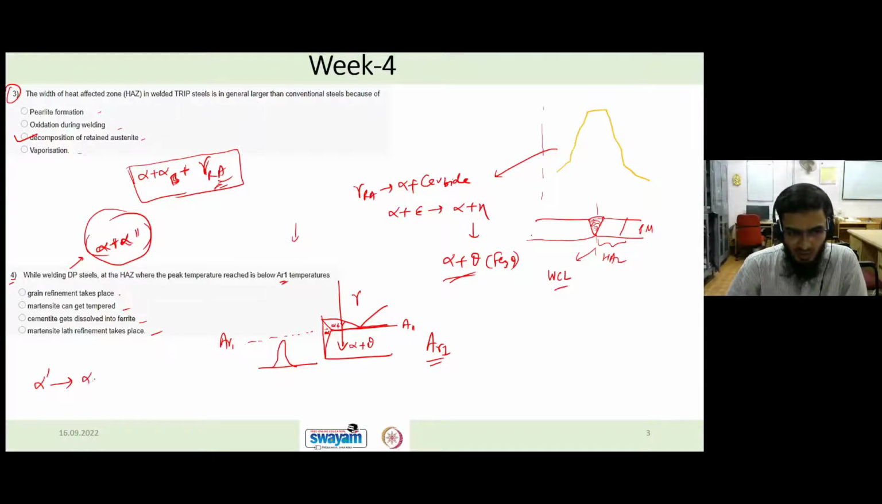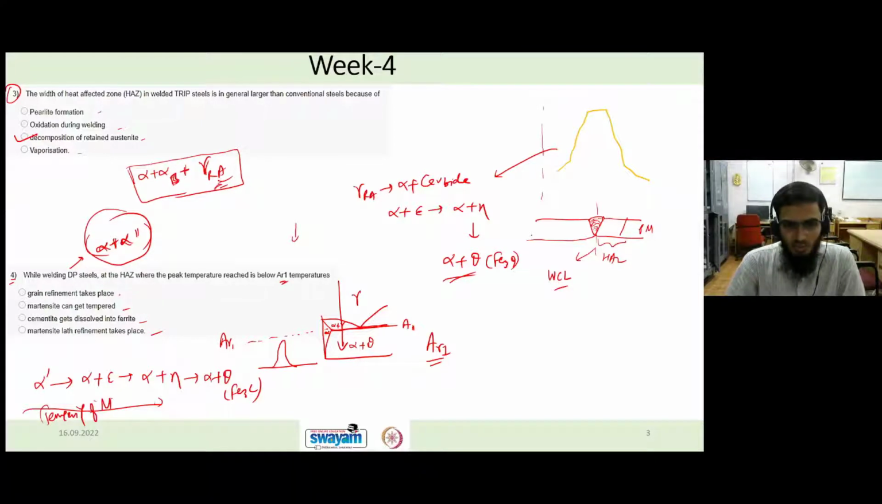It will give ferrite plus carbide, that is epsilon carbide, then ferrite plus eta carbide, then again it will transform to ferrite plus theta, that is cementite. This phenomenon is nothing but the tempering of martensite. So the right answer for this problem is that martensite can get tempered. So option B is the correct answer for this problem. I hope it's clear to you.